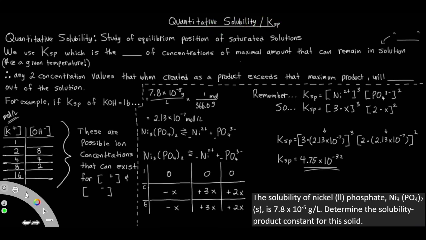Quantitative solubility and Ksp. Quantitative solubility is the study of equilibrium position of saturated solutions. We use Ksp, which is, as you can see down here, the solubility product constant. What is this? Well, it is the product of concentrations of the maximal amount, like we just said about the saturated solution, the maximal amount that can remain in the solution, which means that they're just going to dissolve readily.